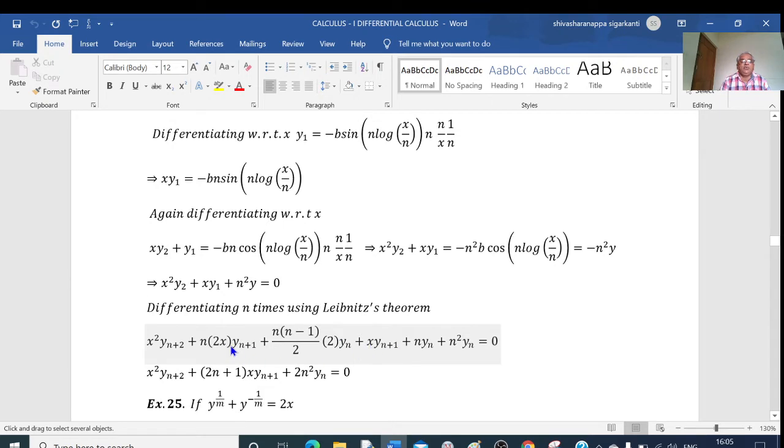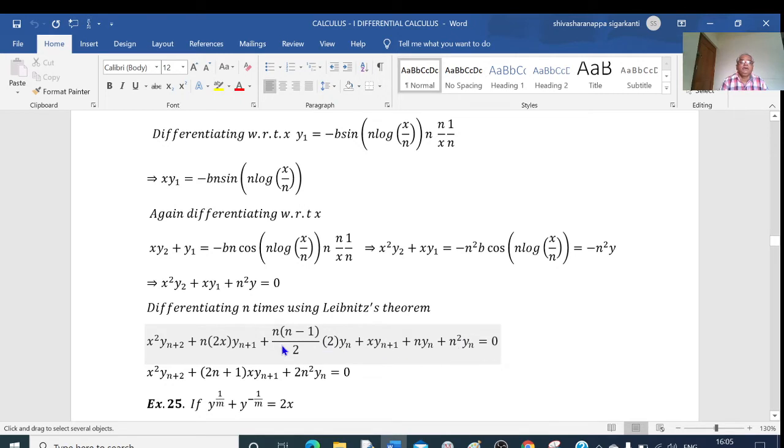And here x into yn plus 1 is there, and x into yn plus 1 is there. So I will take x into yn plus 1 as a common factor, and I am getting 2n plus 1. That is 2n plus 1 into x into yn plus 1. Plus I will write the yn terms. See, 1 yn term is here, 1 yn term is here, 1 yn term is here.